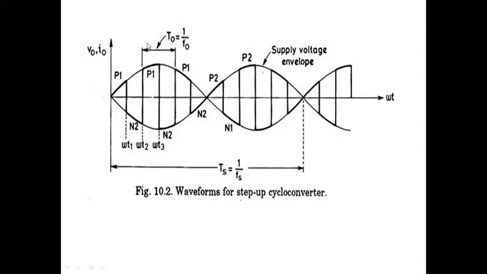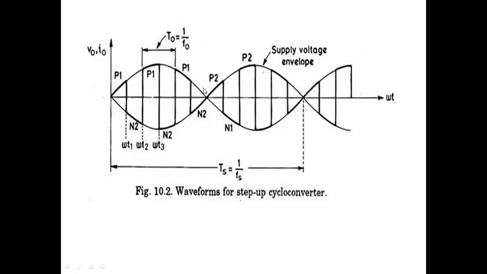This positive and negative. See, T naught is the output time period, 1 by F naught is the output frequency. Your T naught is equal to Ts by 6. The time period is reduced by 6 times. From 1 to 6 cycles are there.